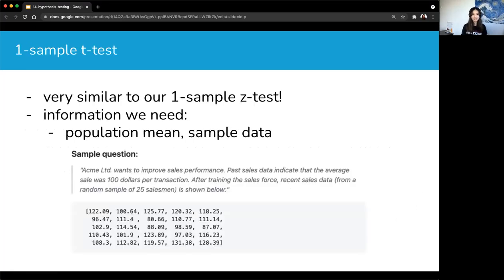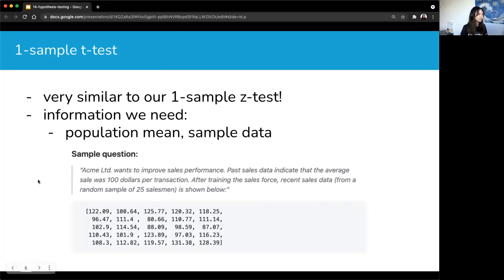Let's get into a t-test. A t-test is very, very similar to the test that we were doing before. If you remember, with our one-sample z-test, we were trying to find out whether tuition had an effect on IQs or something like that. So very similar. We're going to do an example of a one-sample t-test here.